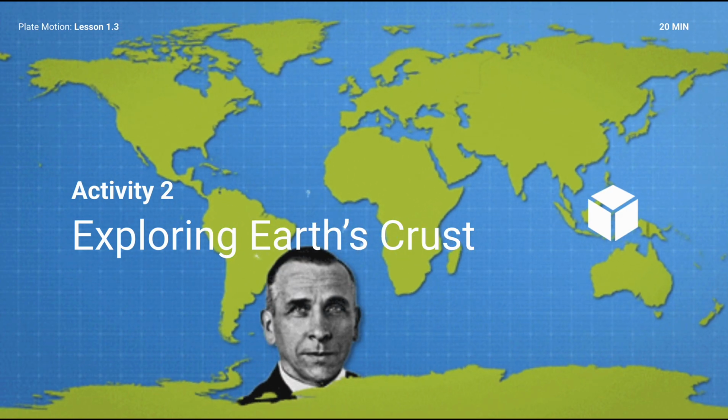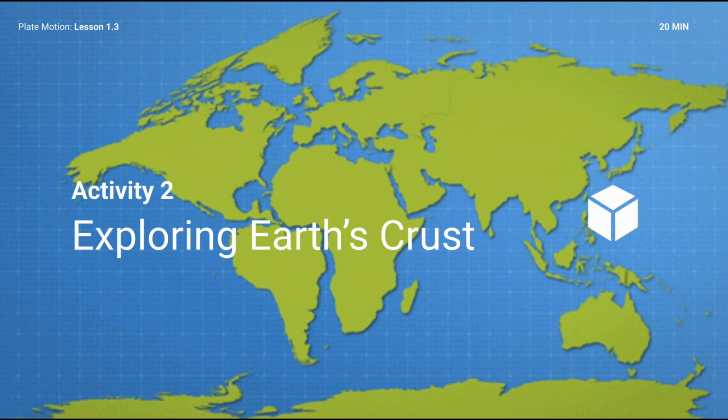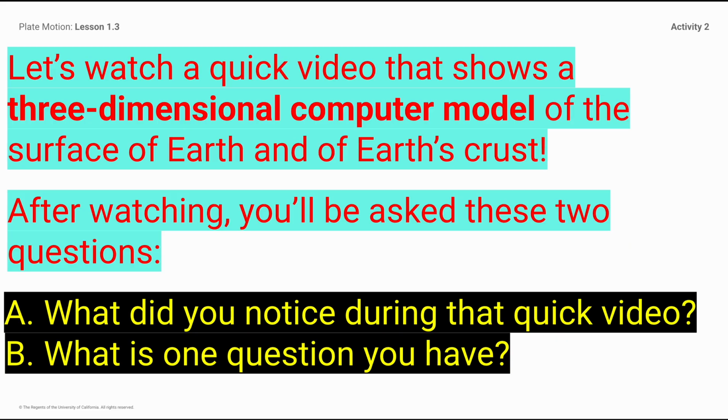Today we're going to explore Earth's crust. A little bit later, you're going to learn who that guy is that pops up on your screen. That's Alfred Wegener. Everyone say, hey, Alfred. Okay, let's start by watching a quick video. This shows a 3D computer model of the surface of the Earth, and it's going to show you the Earth's crust. After watching, you're going to have to answer these two questions. A, what did you notice during the video? B, what's a question that you have about what you saw? So while you watch, think of something you notice and a question that you have from what you see. Let's watch that video now.